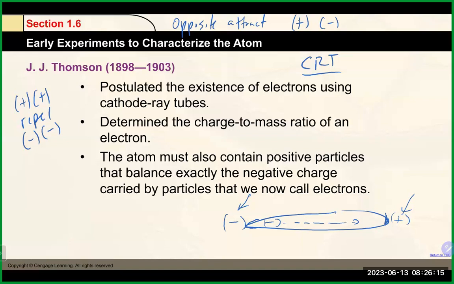One of the important things in terms of understanding electrons was done by Thomson, and Thomson worked with CRT tubes. He was able to determine the charge to mass of an electron. So one of the first major experiments in terms of electrons and the atom itself was done by Thomson. He used these CRT tubes and did some calculations to figure out the charge to mass of an electron.